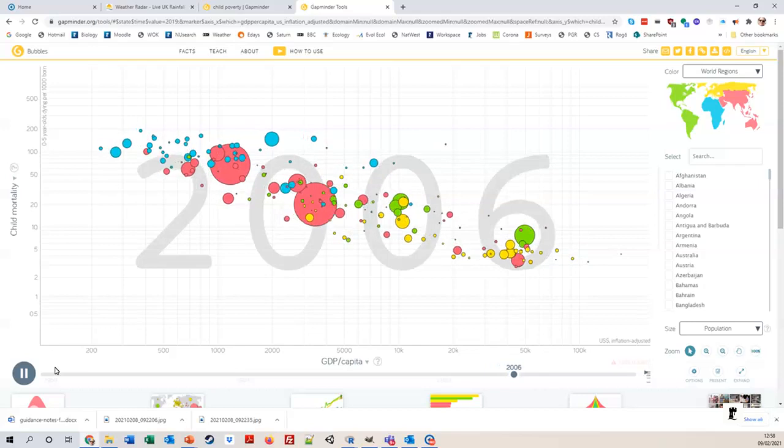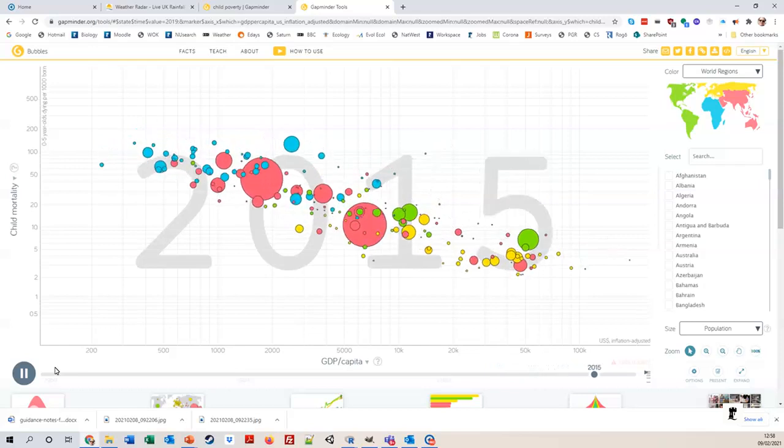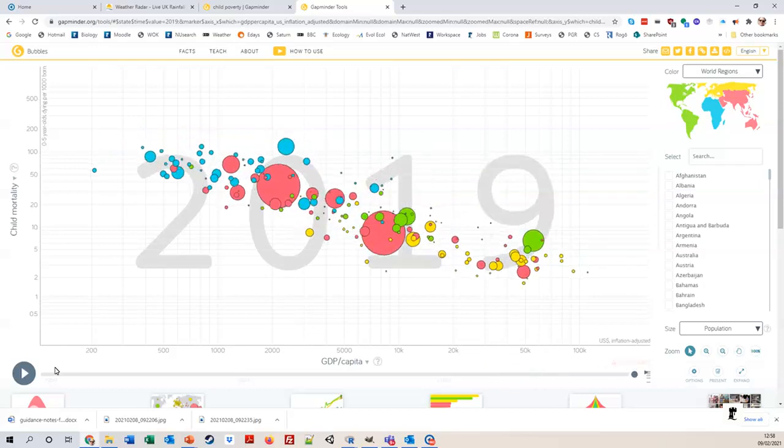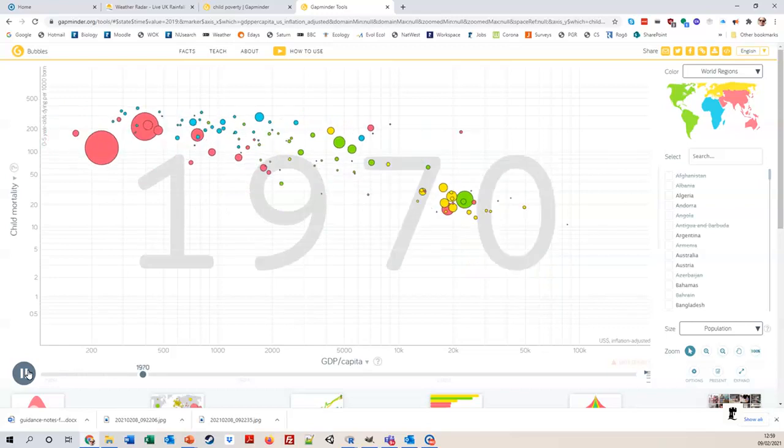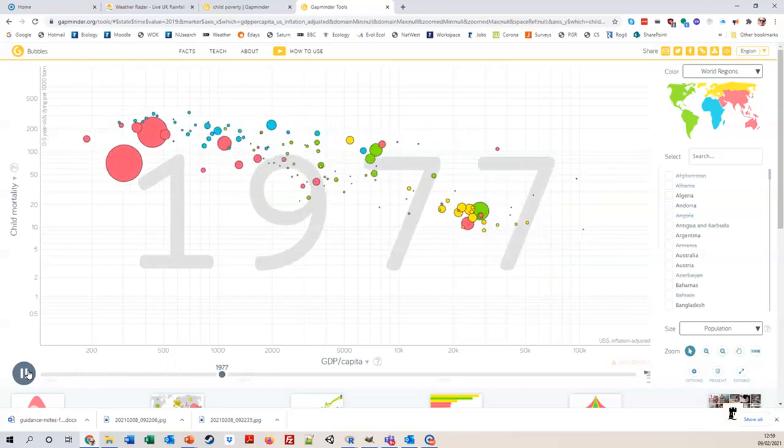And what you can see as a general pattern is there's a negative association here, it looks like, but there's also a drifting of these points down the graph. What does that mean? Well, that's actually good news because this is child mortality. So in general, for most countries, what we're seeing, and I'll just play that again, is a decline in child mortality, but much more so in some countries than in others.